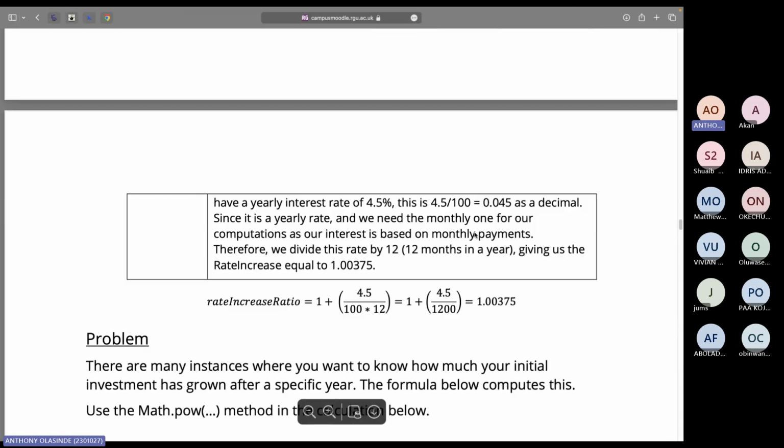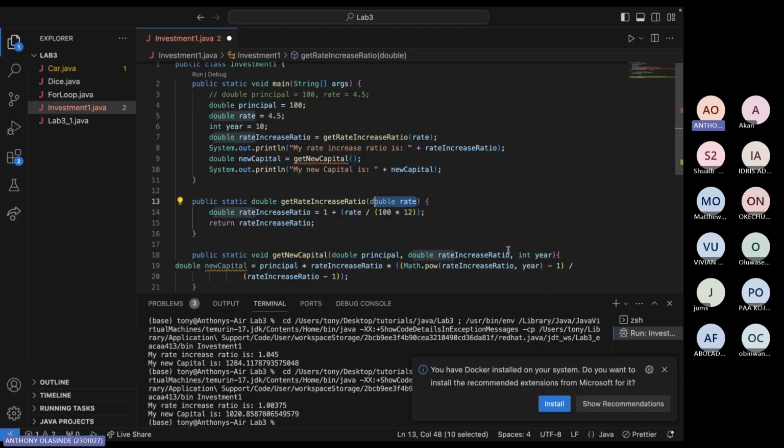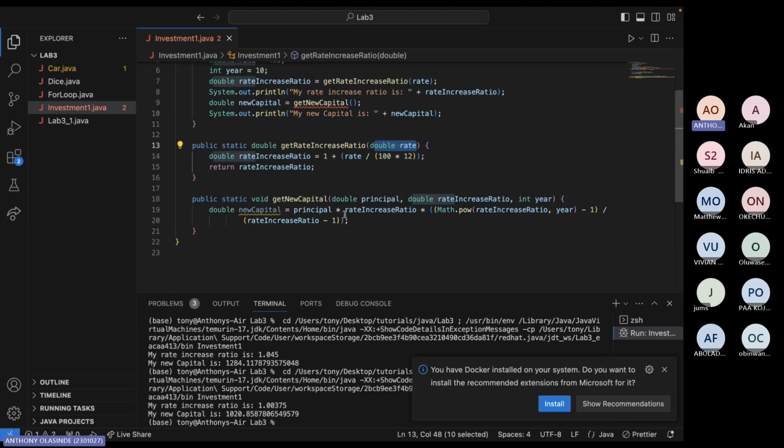But for the second one, there are a lot of things we don't know. We don't know this, we don't know this, we don't know this, we don't know this. Although this and this are the same thing. So it's just 1, 2, and 3. So that gives us this one. And automatically all your values are fixed. Then you can return new capital, right? So you can return new capital and change your void to double since your new capital is a double.